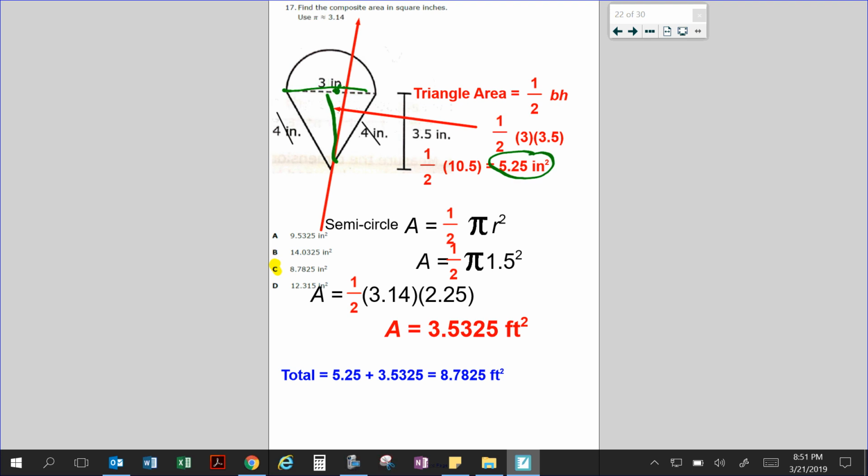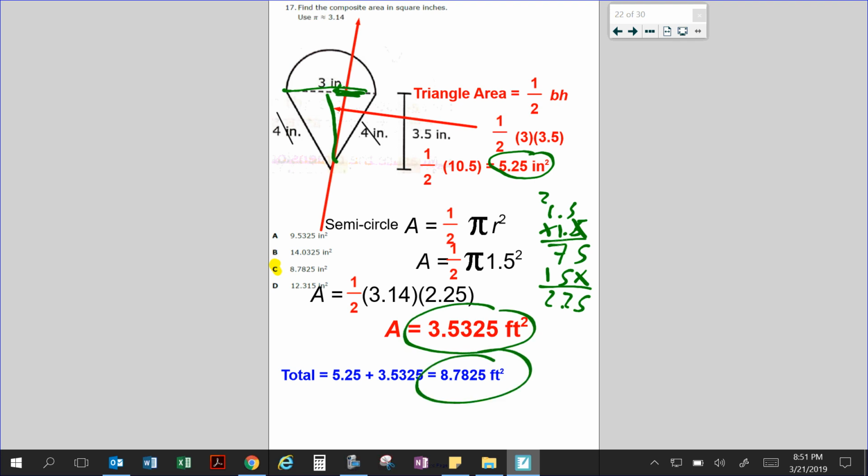Semicircle, this is the radius. The radius is 1.5. So it's 1.5 squared. That's 1.5 times 1.5. If you multiply that, 5 times 5 is 25, carry the 2. 5 times 1 is 5 plus 2 is 7. Cash it out. 1 times 5 is 5. 1 times 1 is 1. It adds up to, jumping 2 places, 2.25. So now you need to do half of 3.14 times 2.25, and you get 3.5325. If you add this together, it's 8.7825 square feet.